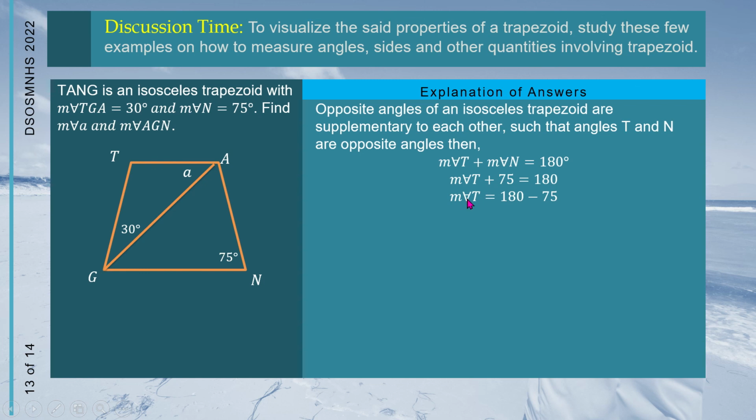Then to solve for angle T, ibalin ang 75 to the right side, so minus 75. So 180 minus 75. Angle T is 105 degrees. Kaya 180 minus 75, 105 degrees.